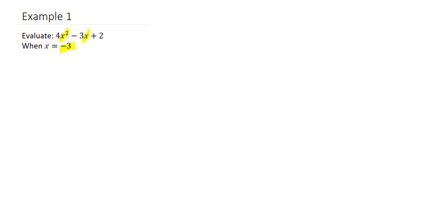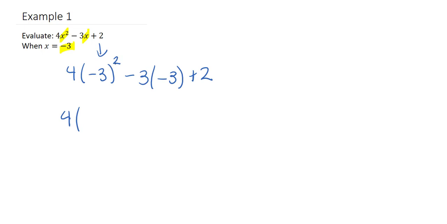So let's go ahead. We have 4x squared. So we're going to go negative 3. We're going to put it in parentheses, and then we're going to square it. And we have minus 3. Then we put in parentheses negative 3 because the x is replaced. Plus 2.